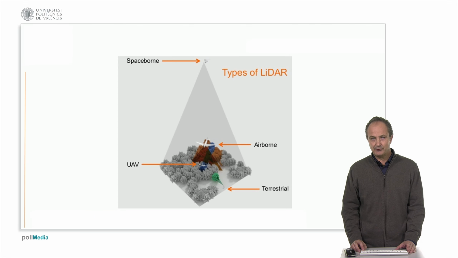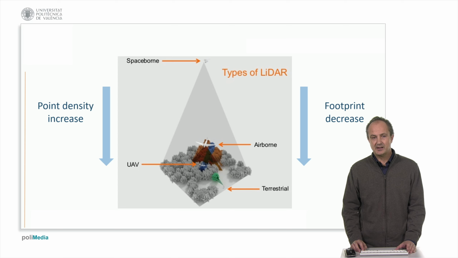There are different types of Lidar depending on the distance from the sensor to the target: spaceborne, airborne, UAV-based systems, and terrestrial laser scanning. There is an increase of point density and a decrease of footprint size from spaceborne to terrestrial systems. This is important to consider depending on the detail required for a particular application.